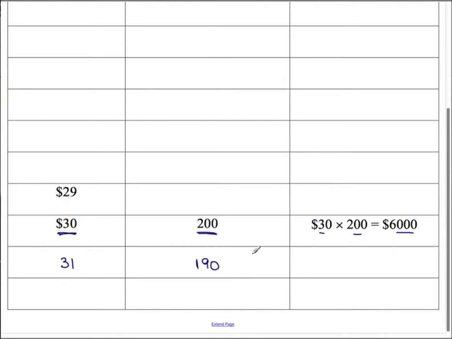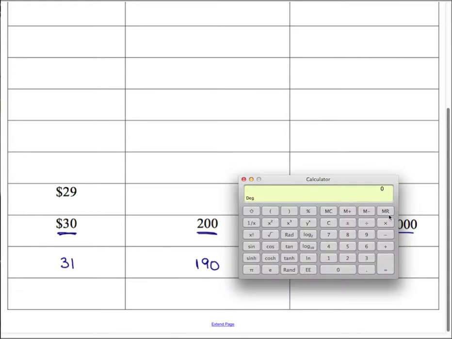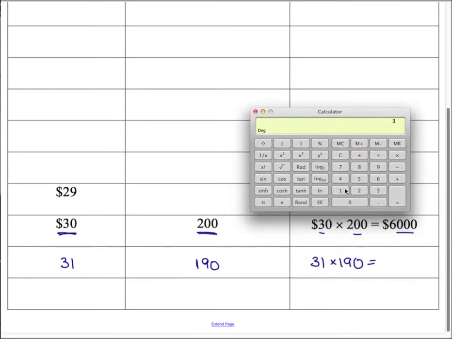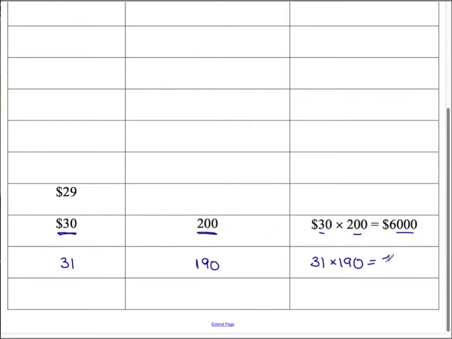So now over here, to figure out how much money I'm going to make, there's going to be $31 per ticket, and I'm going to sell 190 tickets. Let's see what that is. 31 times 190 is $5,890. So we'll be making less money if we increase the cost of tickets. So that's not a good idea.